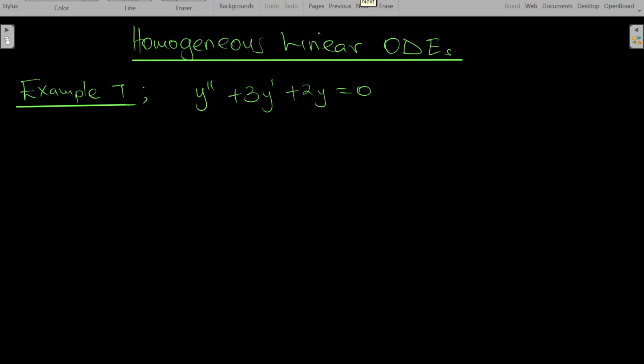Hello everyone, we'll be looking at example 7. In this video, we'll be tackling another concept on example 7, but a similar case on homogeneous linear ordinary differential equations. So we'll be going quick and fast.